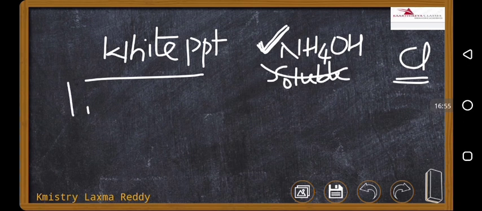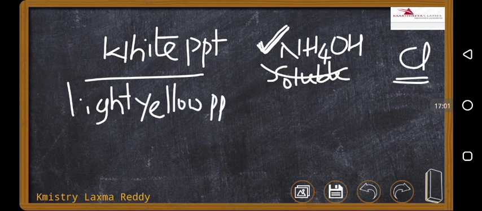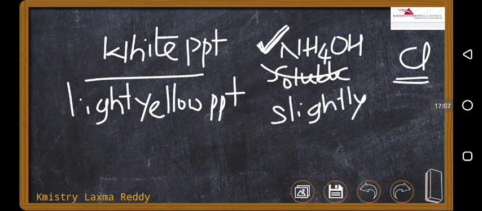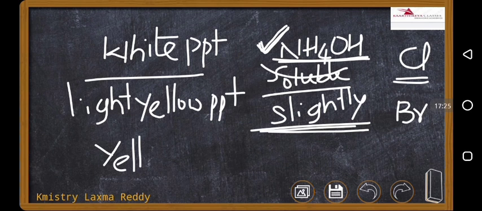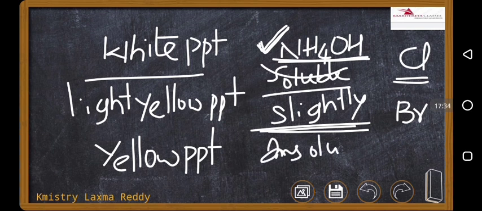If light yellow color PPT is formed, which is slightly soluble, or you say partially soluble, or you say sparingly soluble in ammonium hydroxide, then that is called bromine. Same solvent we are taking, ammonium hydroxide only. Completely soluble is chloride, partially soluble is bromide, or you say bromine. If yellow PPT is formed, this is insoluble in, if it is not soluble in ammonium hydroxide, then this is iodine.